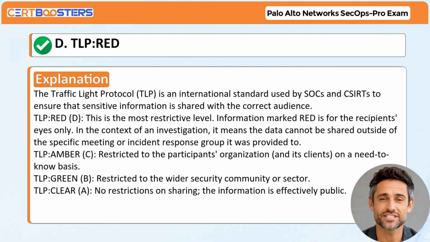Explanation. The Traffic Light Protocol is an international standard used by SOCs and CSIRTs to ensure that sensitive information is shared with the correct audience. TLP red, D. This is the most restrictive level. Information marked red is for the recipient's eyes only. In the context of an investigation, it means the data cannot be shared outside of the specific meeting or incident response group it was provided to. TLP amber, C: restricted to the participant's organization and its clients on a need-to-know basis. TLP green, B: restricted to the wider security community or sector. TLP clear, A: no restrictions on sharing. The information is effectively public.